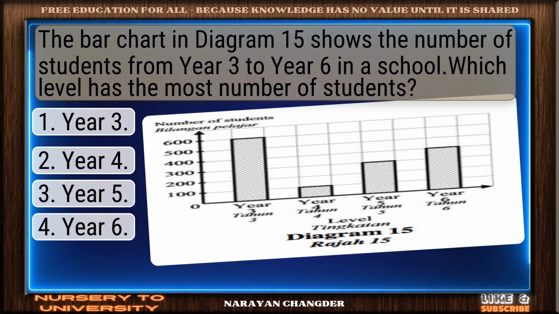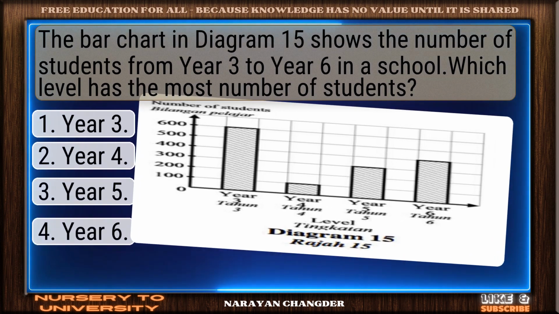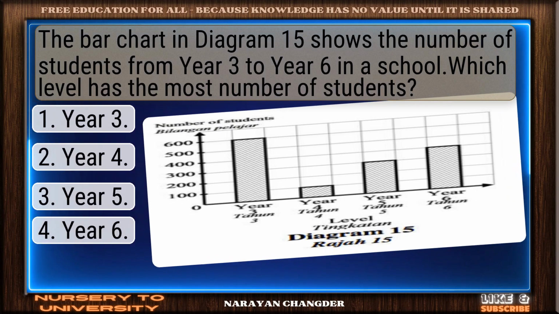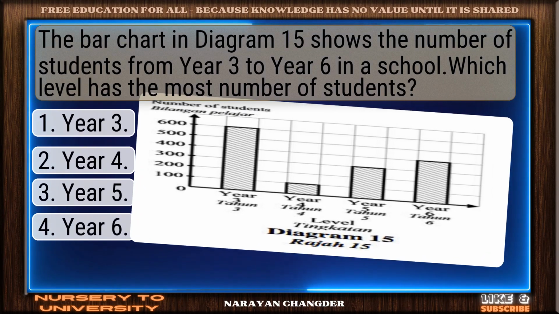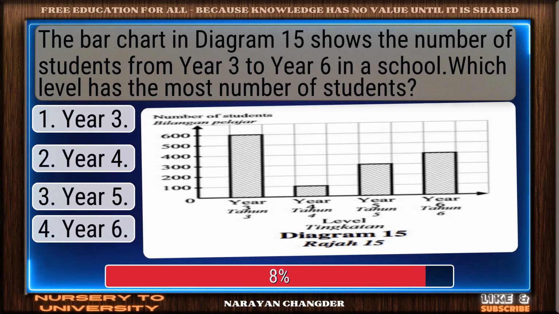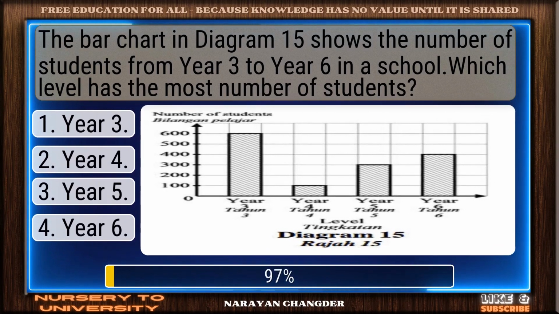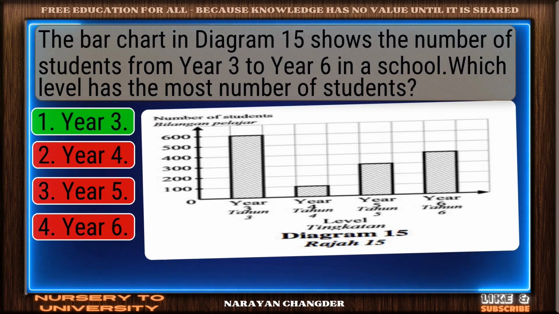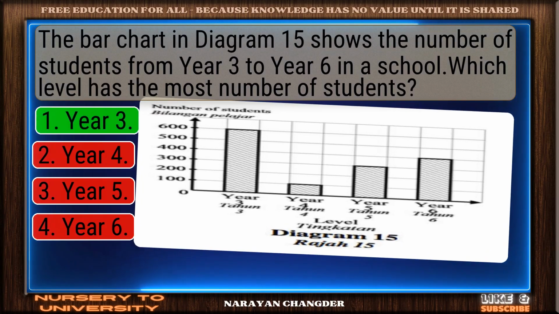The bar chart in diagram 15 shows the number of students from year 3 to year 6 in a school. Which level has the most number of students? You're right. Year 3 is the correct answer.